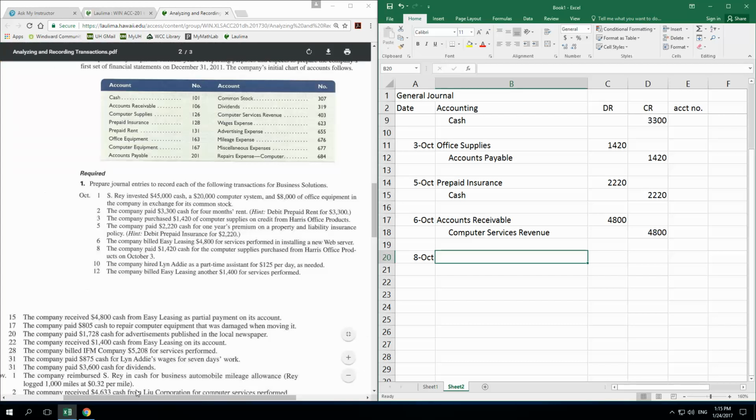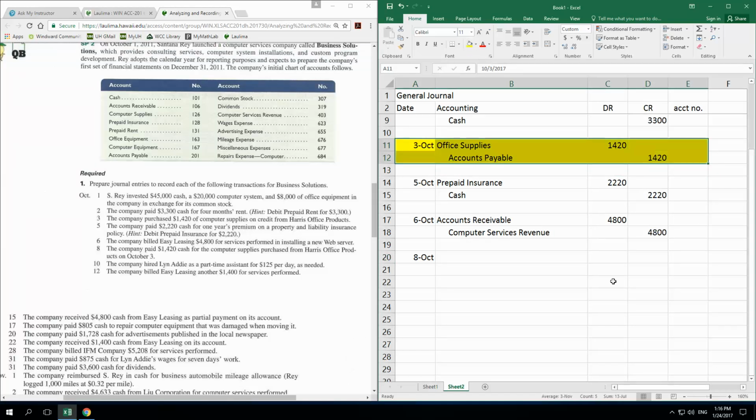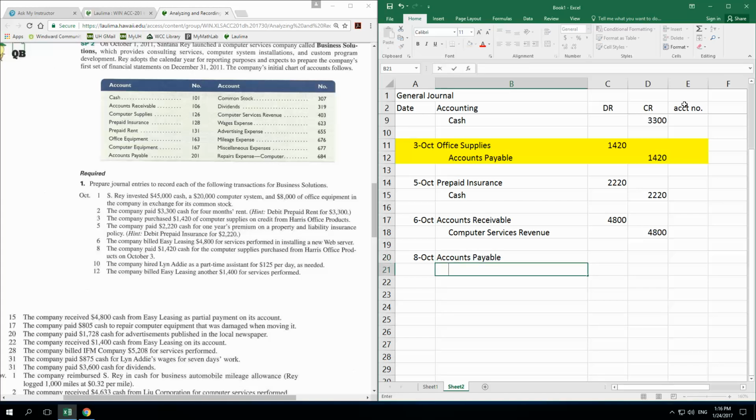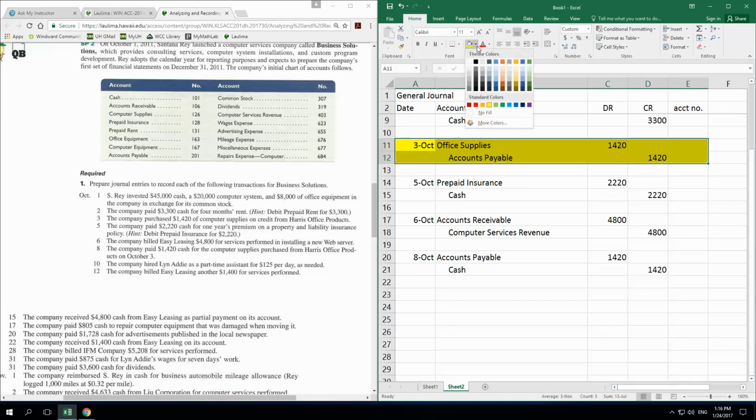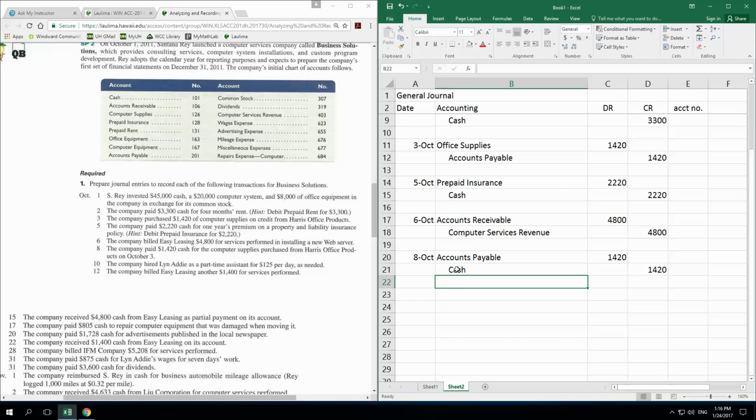On the 8th, the company paid $1,420 cash for the computer supplies purchased from Harris Office on October 3rd. Just glance back at October 3rd over here in yellow. See, on October 3rd, that credit to accounts payable increased the liability. Now to decrease that liability, we've got to debit that account. We do the opposite to it. So when we pay this account off on October 8th, we're going to debit accounts payable, and we're going to credit cash. They told us it was $1,420. That's the total. But sometimes you don't pay the total. Sometimes you make a partial payment. So it doesn't necessarily have to be the total that we charged, right? We did it on credit. But in this case, it was the full amount. You see what I was looking at? Okay.